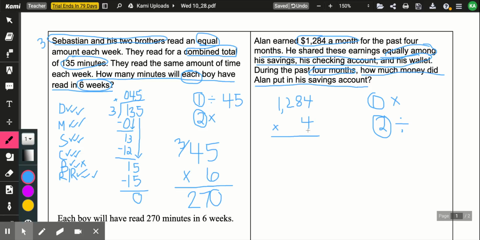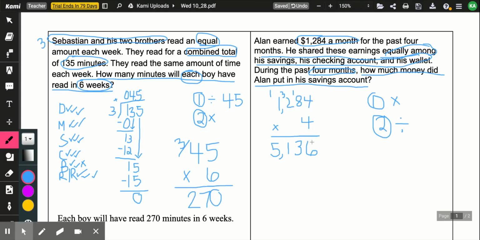All right, you want to start in the ones place. 4 times 4 is 16. Put your 6, carry your 1. 8 times 4 is 32, plus 1 more is 33. 4 times 2 is 8, plus 3 more is 11. 4 times 1 is 4, plus 1 more is 5.